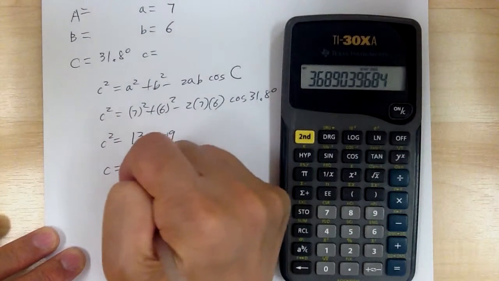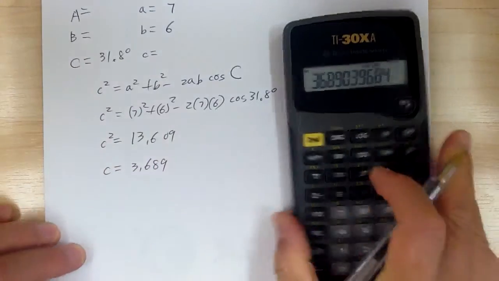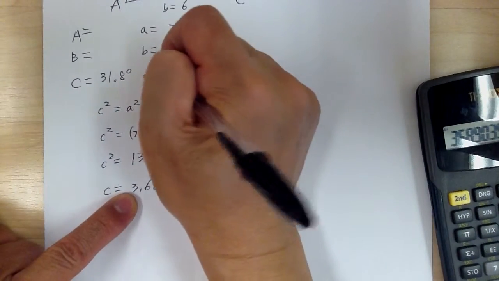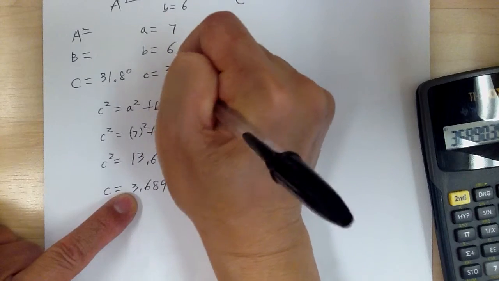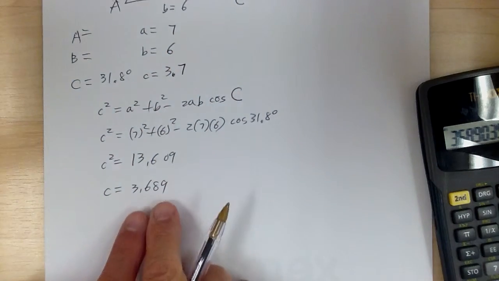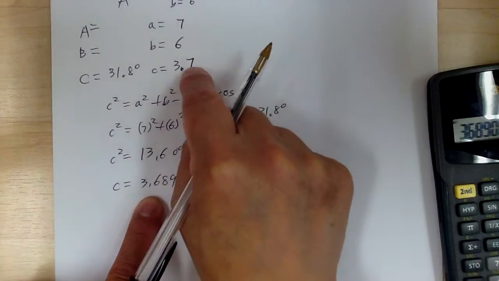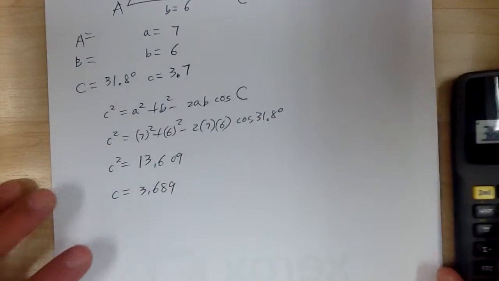So it's 3.689. Okay, so you probably can just go 3.7. Okay, that's close enough. But again, when you're doing the calculation, you want to use this number when you're doing the calculation. But when you write it down, you can do that. Okay, so that takes care of that.